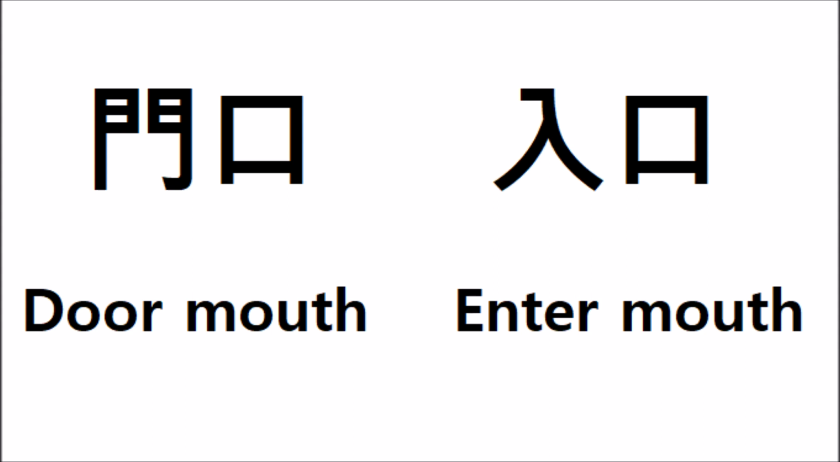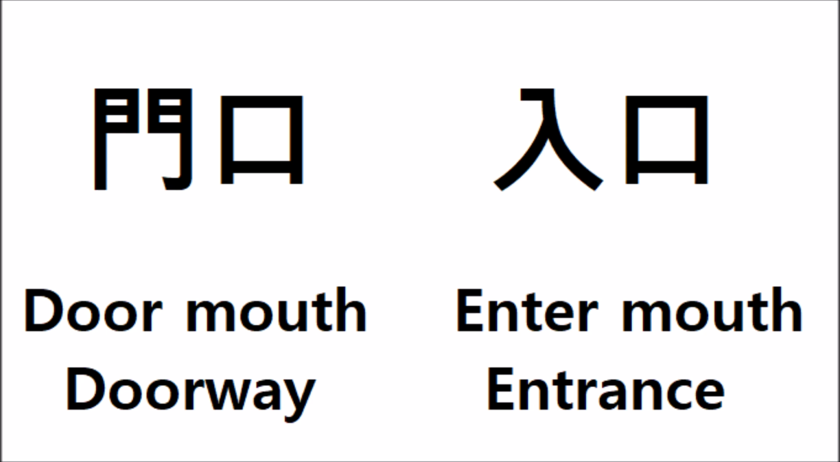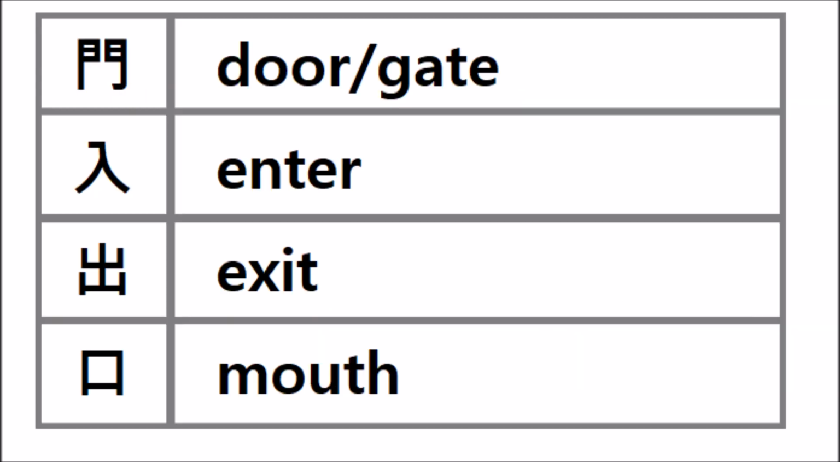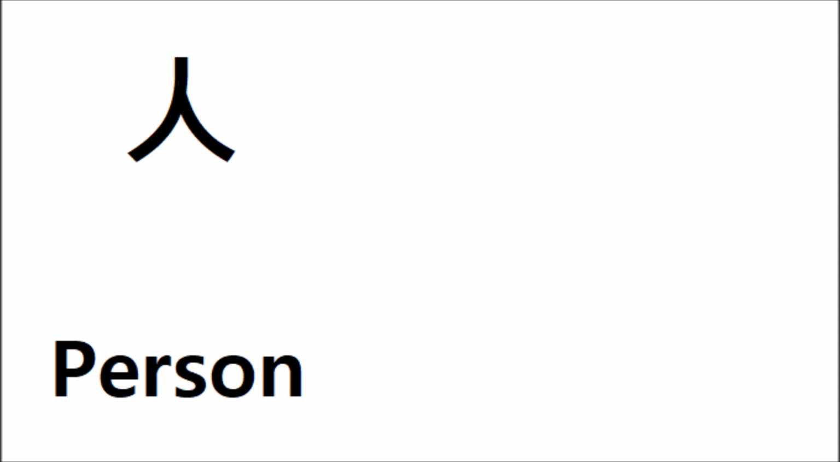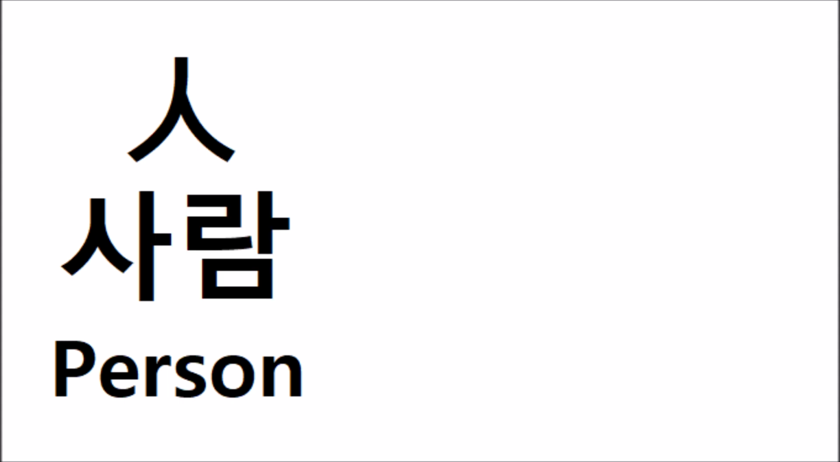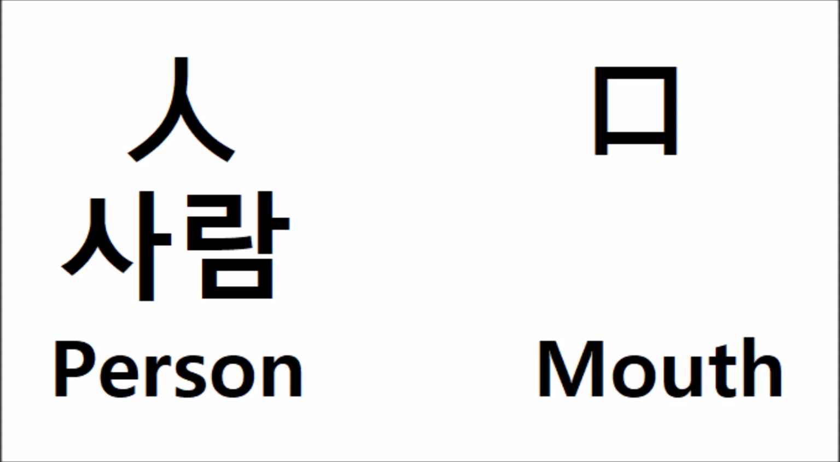We can combine these characters to make door mouth and enter mouth, or as we would say, doorway and entrance. And now you will know how to get in and out of places. What I also like about this in relation to Korean is that the person looks like the Korean letter S, which is at the beginning of the word saram, which is person in Korean. And the mouth looks like a Korean M, which is the letter that the English word mouth begins with.